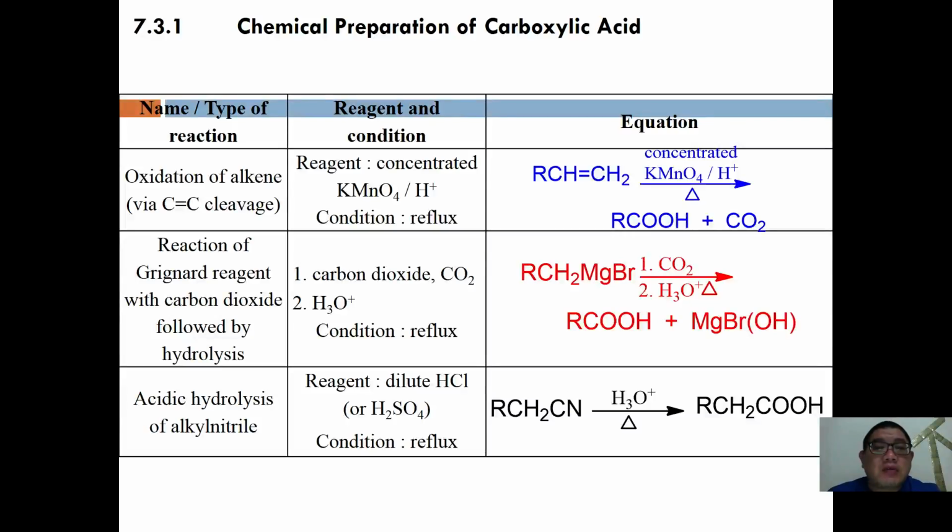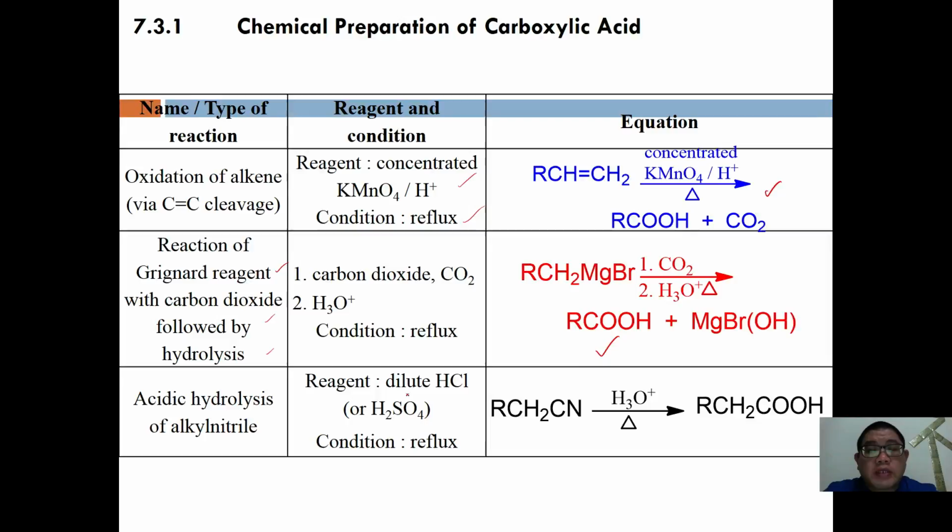So these are the series of the chemical preparations starting from the alkene that I mentioned just now. You have to use the oxidation cleavage of C=C by using hot concentrated acidified potassium manganate under reflux. So this is a general equation for it. And then you can also use Grignard reagent followed by carbon dioxide and hydrolysis, so under reflux, to form this carboxylic acid.